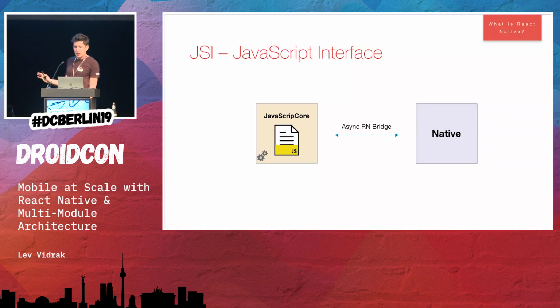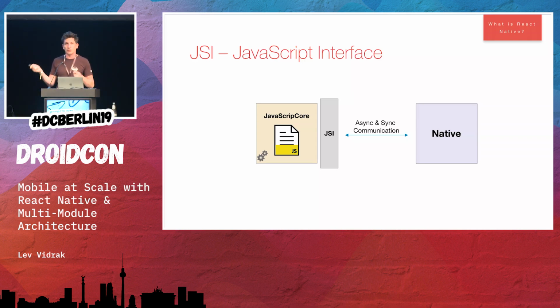In 2 words, instead of the asynchronous bridge in React Native, we will have asynchronous and synchronous communication between the native world and the JavaScript engine by adding a JavaScript interface layer between the 2 worlds, and direct communication between these 2 worlds and not through the bridge.